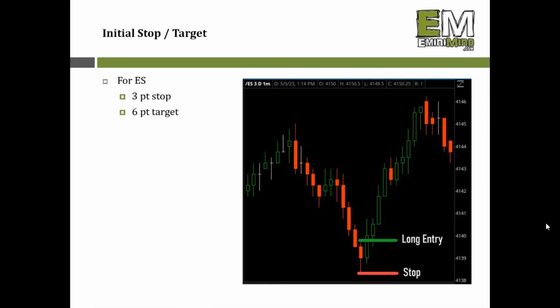And not every trade is going to be a 3 point loser. Not every trade is going to make it to 6 points either, but having that 2-to-1 as kind of your target point is a really good, easy base hit for the ES.